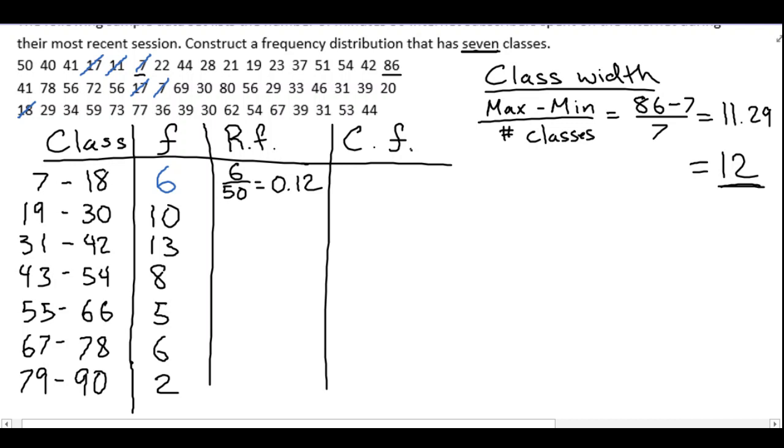Cumulative means to add it up along the way. So for the first class, your cumulative frequency would just be 6. For your second class, you would take the frequency of the second class and add it to the frequency of the first class. So you end up with 16. And you keep going along the way. The next one is 13 for class 3. And you add all of the frequencies before that one. So it'll be 13 plus 10 plus 6, which gives us a total cumulative frequency for this class of 29. And you simply work your way through all the way to the end. At the very end, you should end up with 50, since you're dealing with 50 numbers to begin with.